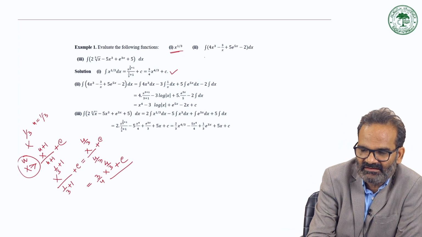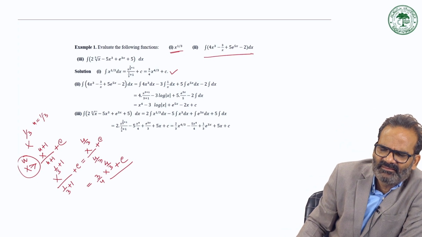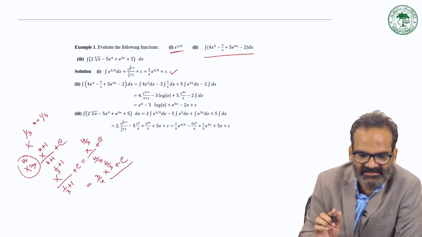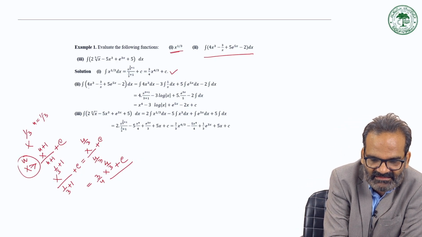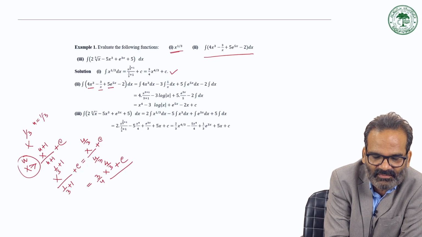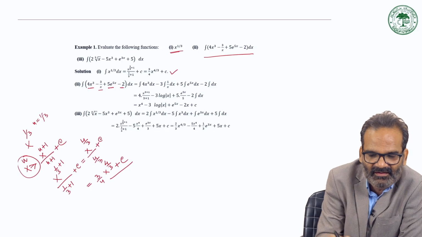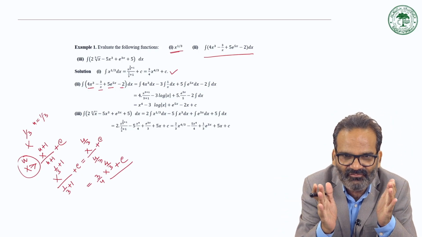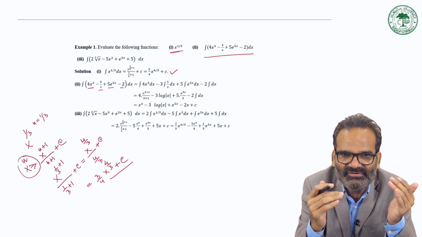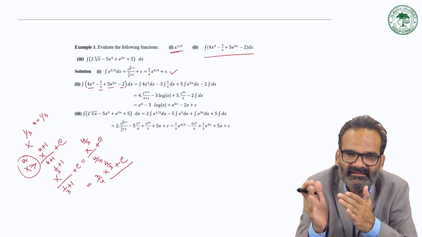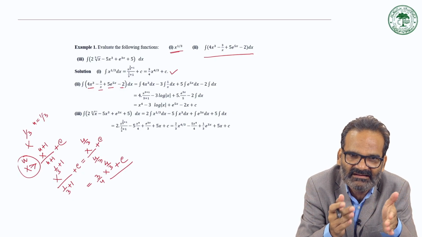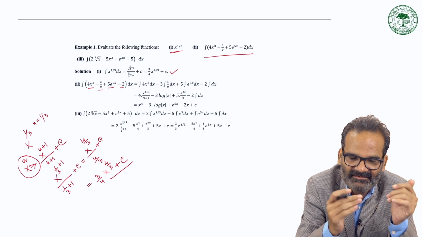Now come to example 2. This is also very similar. See what is given in this example. This is property 2. This is function 1, 4x^3. This is function 2, 3/x. This is function 3, 5e^(5x). This is function 4. So this is a mixture of 4 functions and we have to integrate it. It means we will integrate each function separately. This is what the property in the earlier slide refers to.